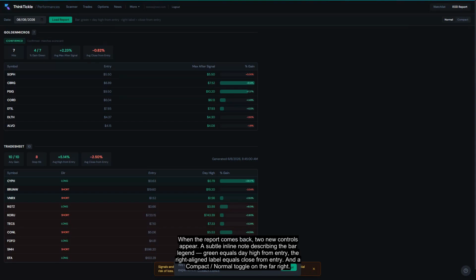When the report comes back, two new controls appear. A subtle inline note describing the bar legend, green equals day high from entry, the right aligned label equals close from entry, and a compact/normal toggle on the far right.